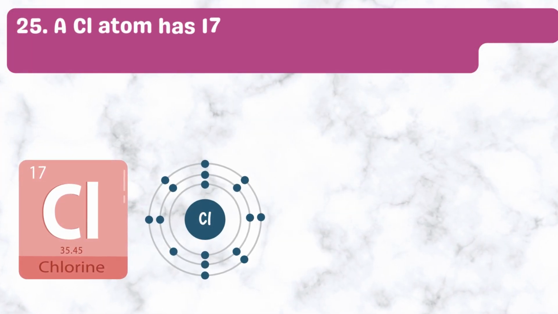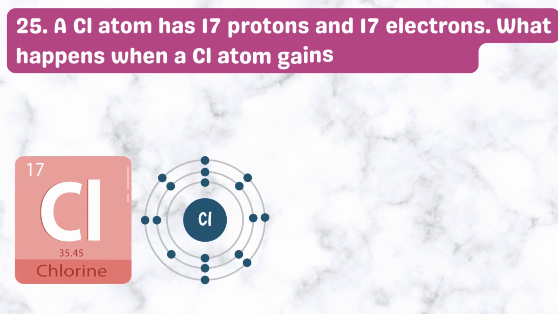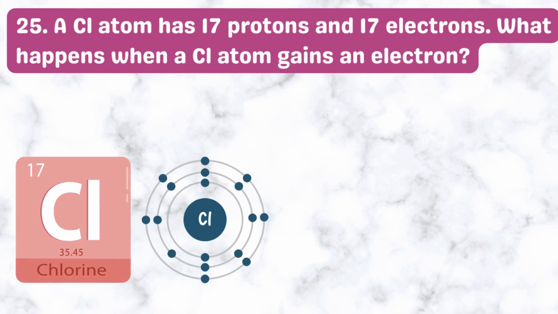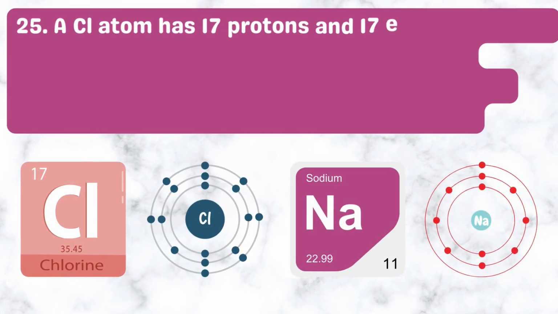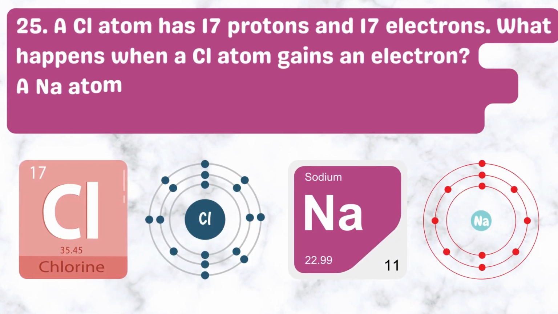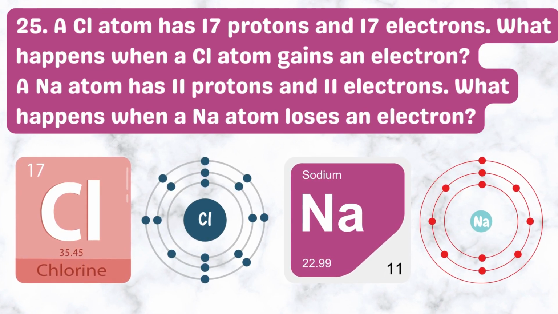Question 25. A chlorine atom has 17 protons and 17 electrons. What happens when a chlorine atom gains an electron? A sodium atom has 11 protons and 11 electrons. What happens when a sodium atom loses an electron?